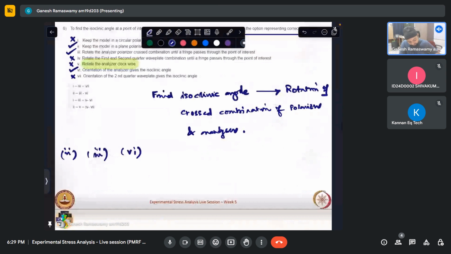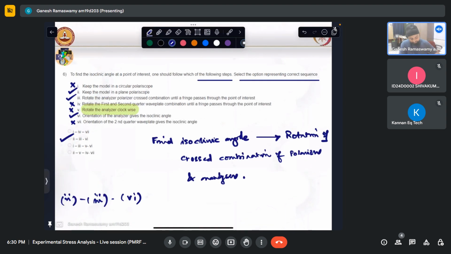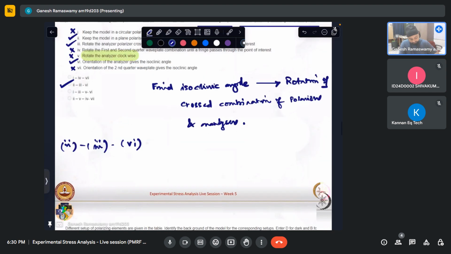We can just read it once again. Keep the model in the plane polariscope. Rotate the analyzer polarizer crossed combination until a fringe passes through the point of interest. Orientation of the analyzer gives the isoclinic angle. So this is in that order only. So essentially 2, 3, 6 is correct. 2, 3, 6 is what we'll do in order to determine our isoclinic angle at any point of interest in a problem. Okay, that's great. So I hope this is clear.